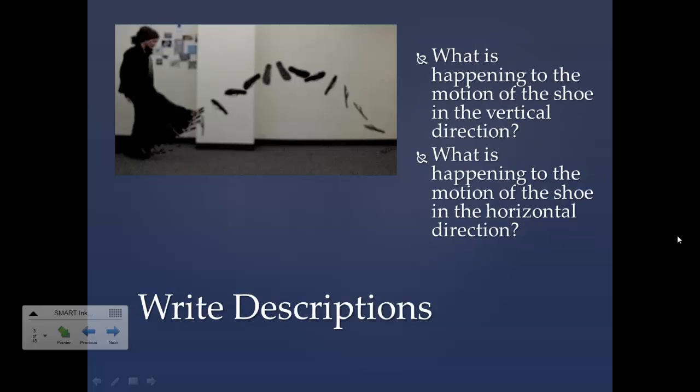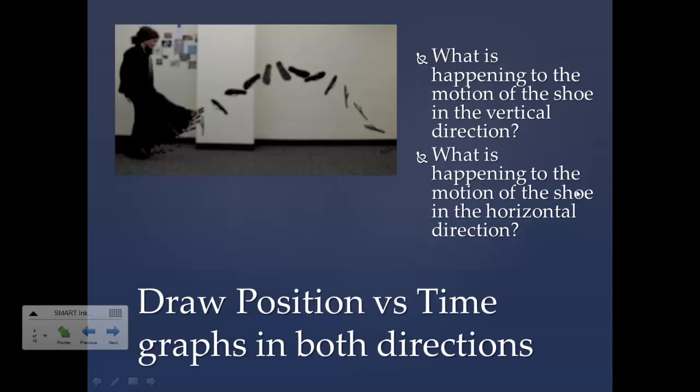We would like to know what is happening to the motion of the shoe in the vertical direction and what is happening to the motion of the shoe in the horizontal direction. Try to write descriptions using words like up, down, left, right, getting faster, getting slower, etc. Now try to draw position versus time graphs for both directions, horizontal and vertical.